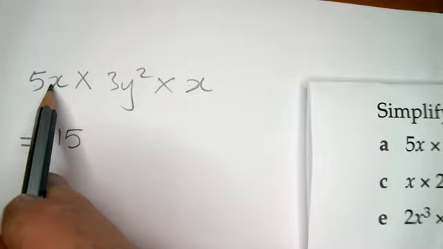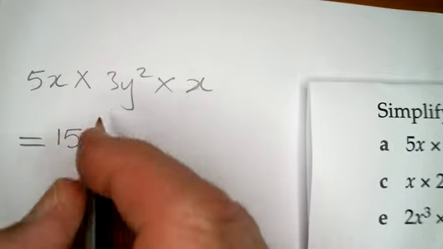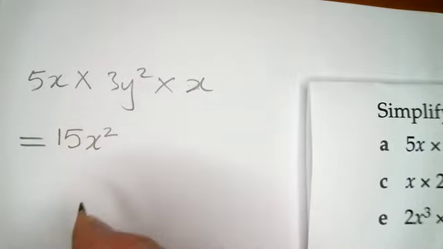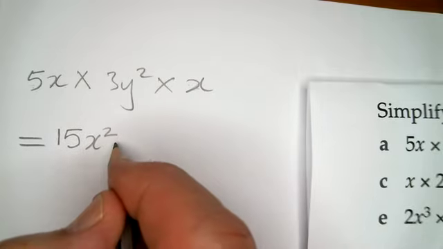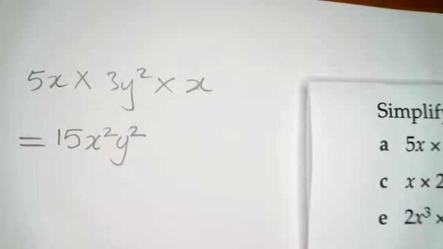Now I've got an x times an x. Well, x times x is going to be x squared. And I've also got a y squared. And there's my solution.